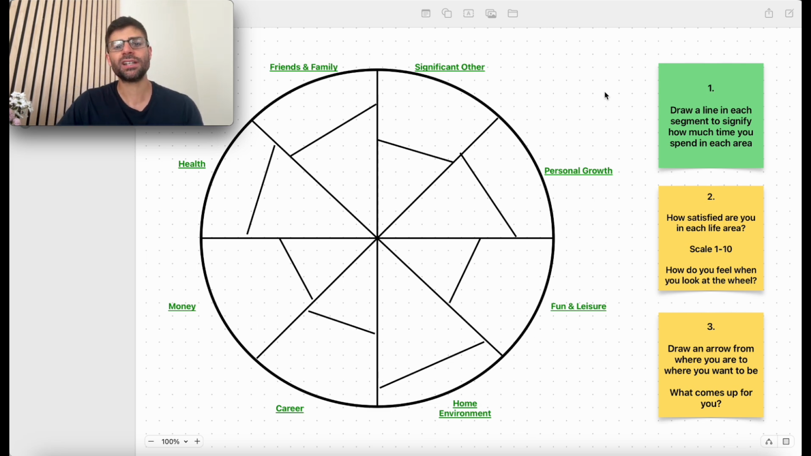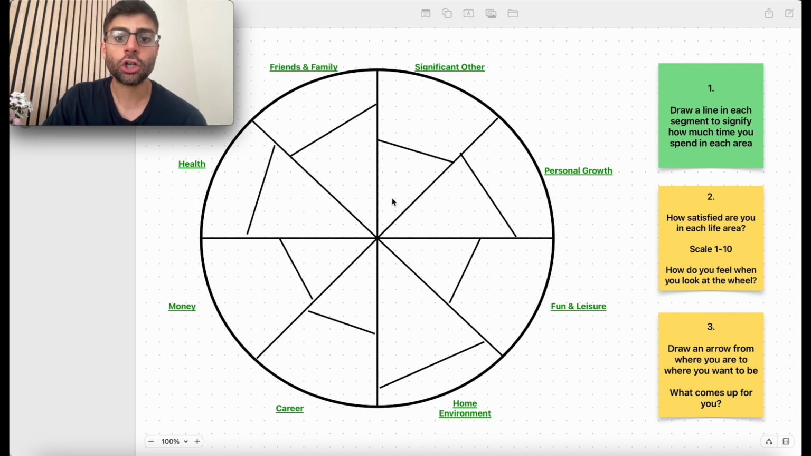Now, this is what I've already done just to save some time, but you can see I've started with my significant other. It might be your partner, a husband, wife, girlfriend, boyfriend, or it might be a very dear friend. It might be someone you haven't met in person, but someone you have a relationship with online. It could be anyone who's truly meaningful to you, and you just draw a line as to how much time you spend in that aspect of your life.